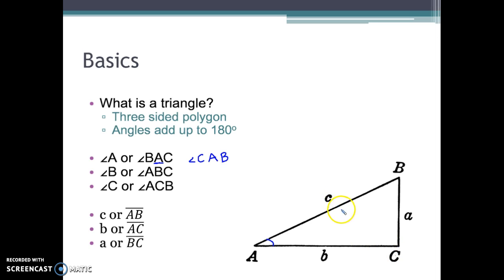You can also classify them by naming their sides. So I have side AB. Now this is a segment, so we put our segment bar above it to classify it as a side. So you have side C, which is the same as side AB. Side B is the same as AC, and side A is the same as BC.